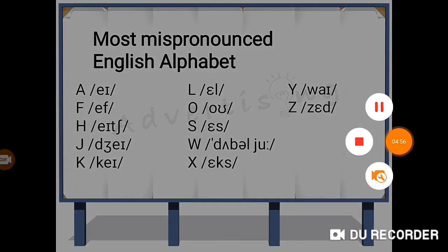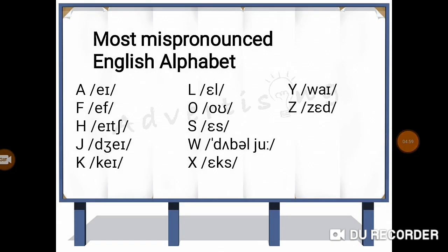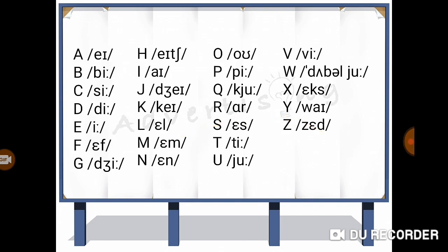Now, let's say it in 1 second each. A, B, C, D, E, F, G, H, I, J, K, L, M, N, O, P, Q, R, S, T, U, V, W, X, Y, Z.